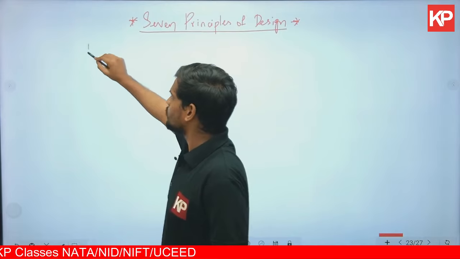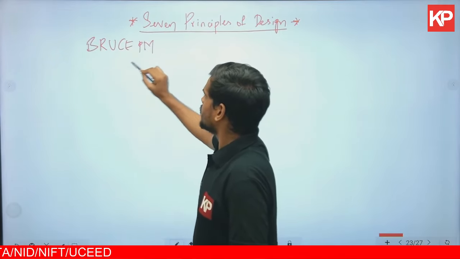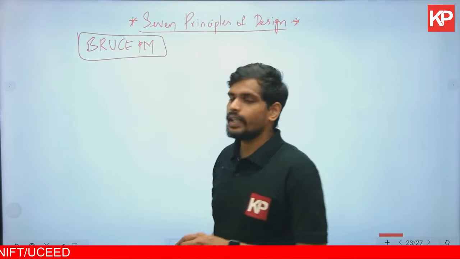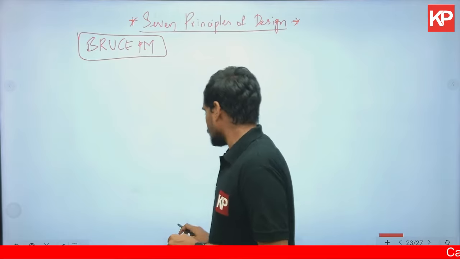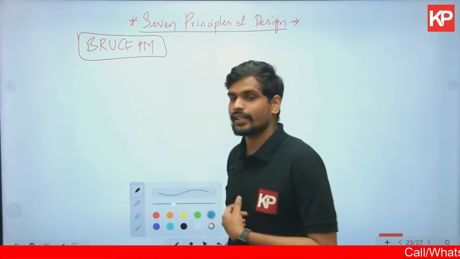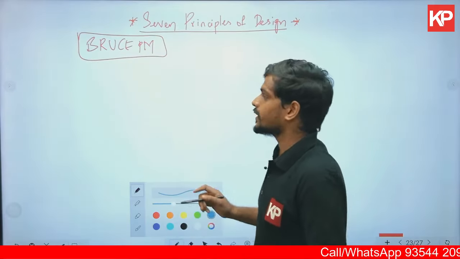So the shortcut here is BRUCEPM. This is basically an acronym which I created to remember the 7 principles of design in order. So these are in the order of what we discussed in the class also. That's the reason I intentionally taught you in that order. So remember using this trick of Bruce PM.